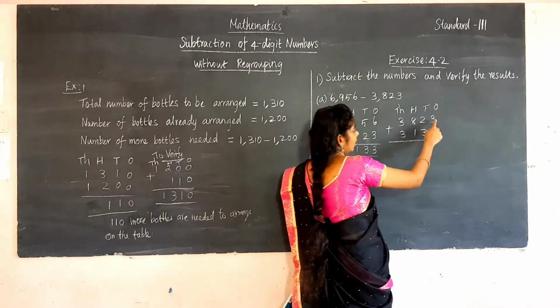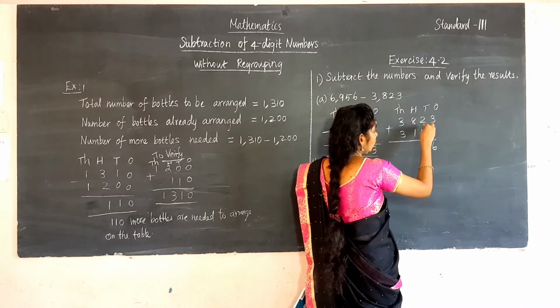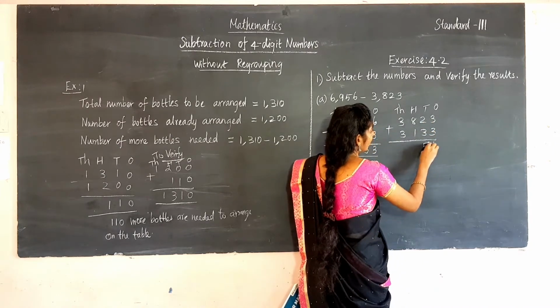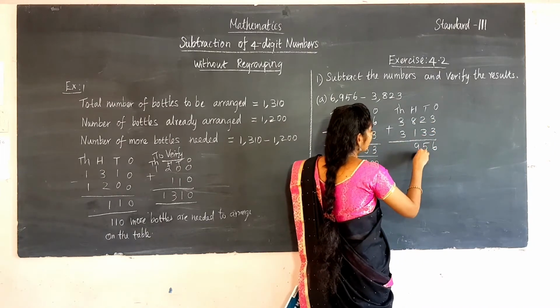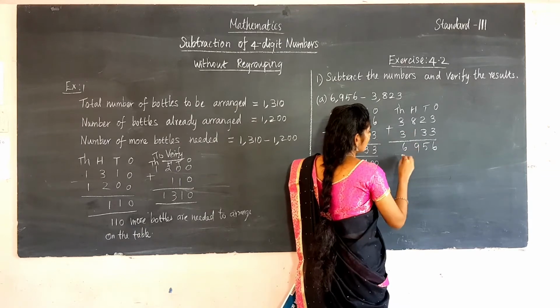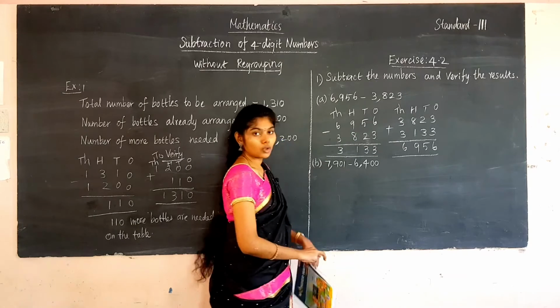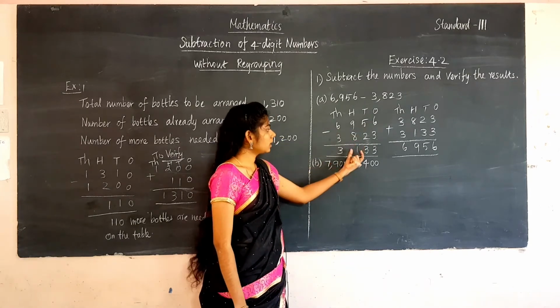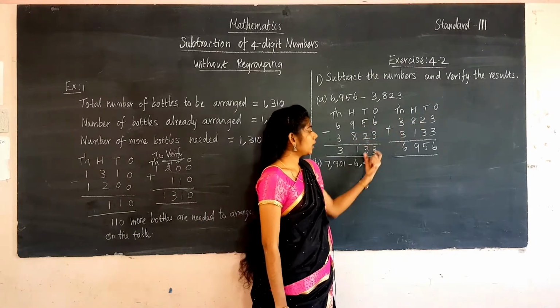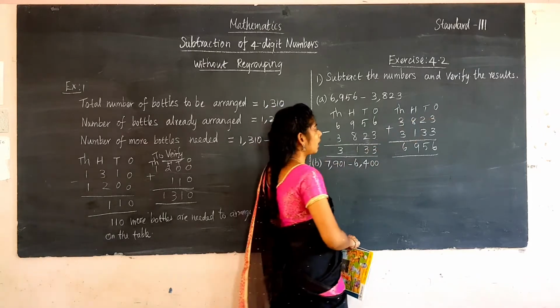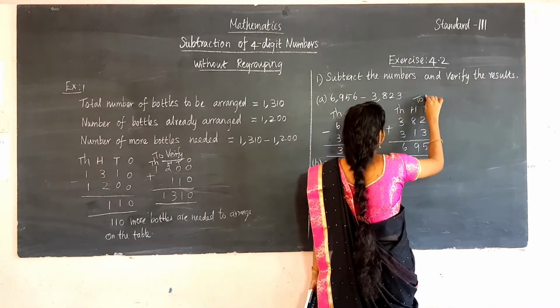So add this number. 3 plus 3 is 6. 2 plus 3 is 5. 8 plus 1 is 9. 3 plus 3 is 6. So you got the answer 6956. So you now know how to subtract the numbers and how to verify them. This is what we have done to verify.